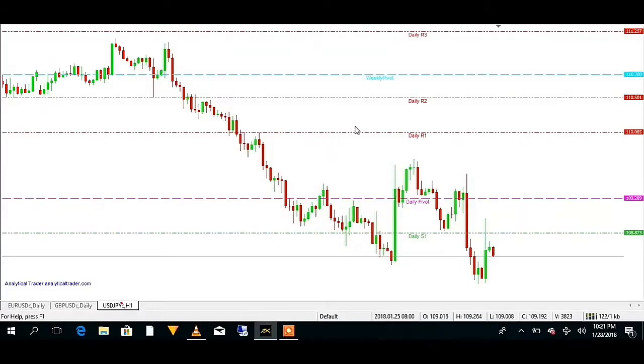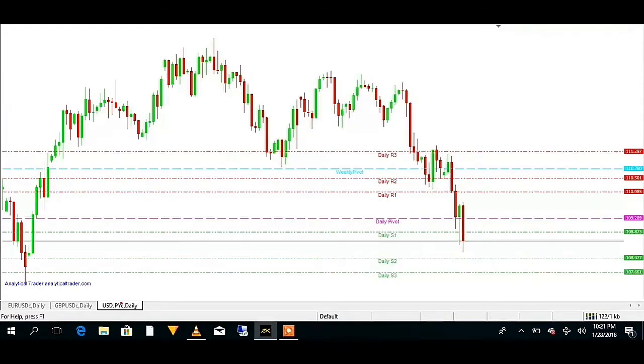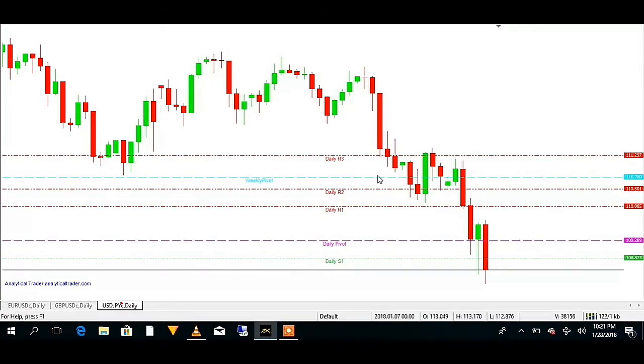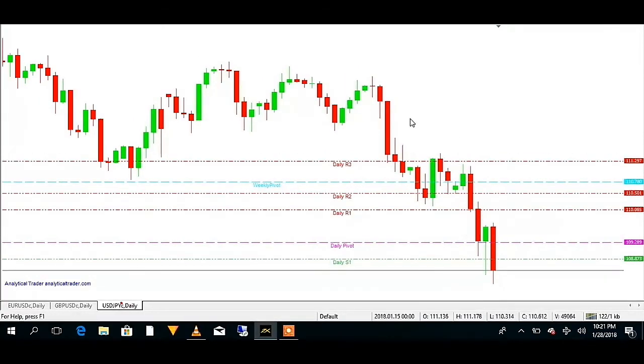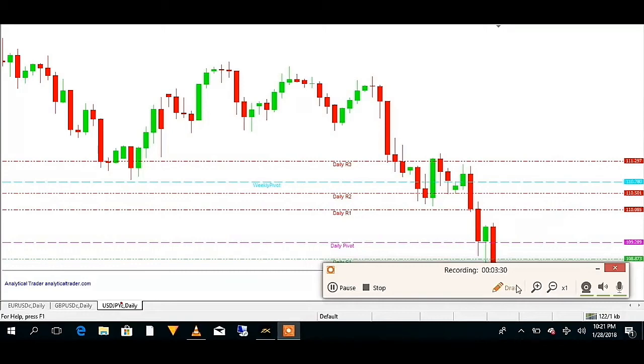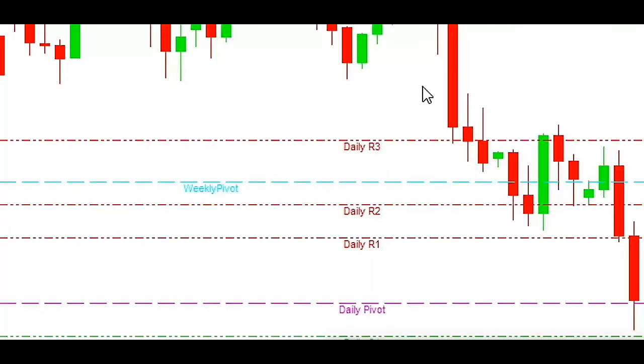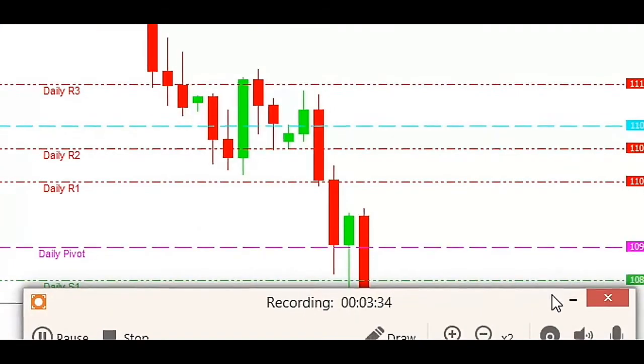In USD JPY, now I'm going to the day candle. So we can see that, okay, I zoom in a little bit. In USD JPY we get 3 resistances and 1 support, okay. Resistance 1, resistance 2, and resistance 3, and we get support 1. I zoom in, then you can understand this very clearly, okay.